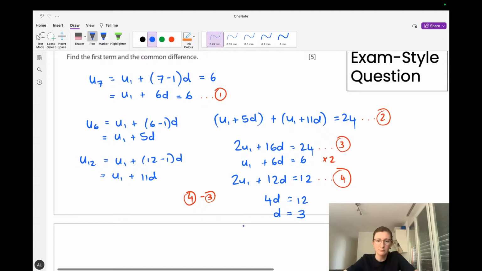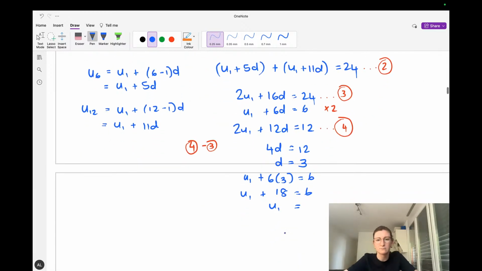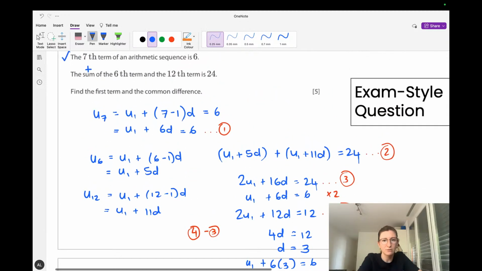And then u1, you can use any equation here. I'm going to take this one. 6 times 3 equals 6. So u1 plus 18 equals 6, and let's minus that. 6 minus 18 is minus 12. So minus 12 plus 18 gives us 6. And there we go. We have our d value and our u1 value. Just double check that that was the question. Indeed, find the first term and the common difference.